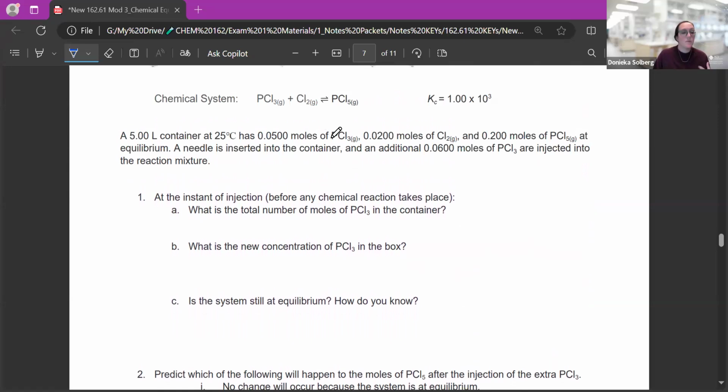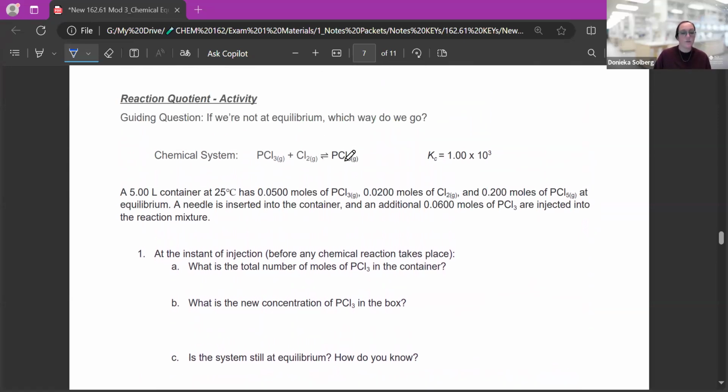We've got the system. It's an equilibrium system, obviously a reversible reaction. The K value is about 1,000. So that means that, yes, there's some of everything present, but there are going to be more products than reactants. All right, I got a 5-liter container at 25 degrees Celsius. I got 0.05 moles of PCl3, 0.02 moles of Cl2, and 0.2 moles of PCl5. Now, notice I did not say we are currently at equilibrium. I just put in that much of all of them.